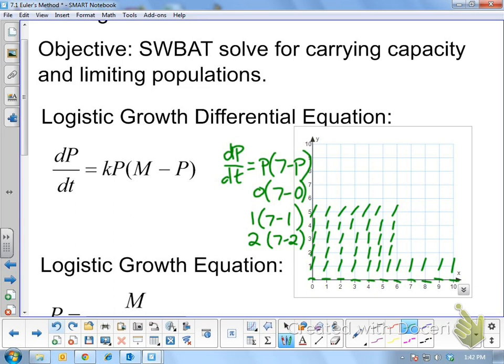What about when we plug in 6? Flattening out even more. And what happens when we plug in 7? We get back to 0.